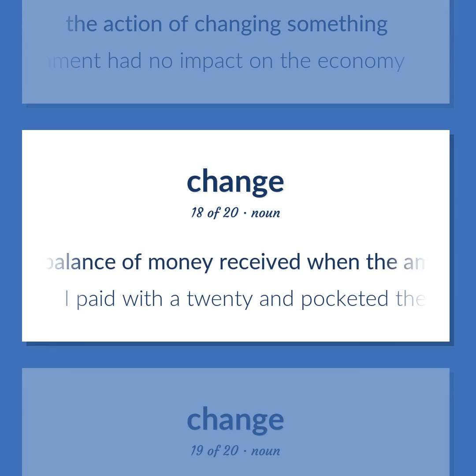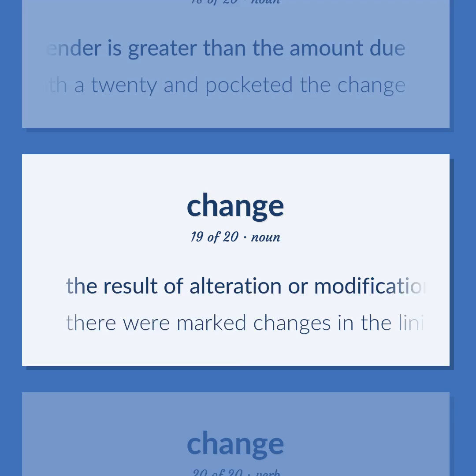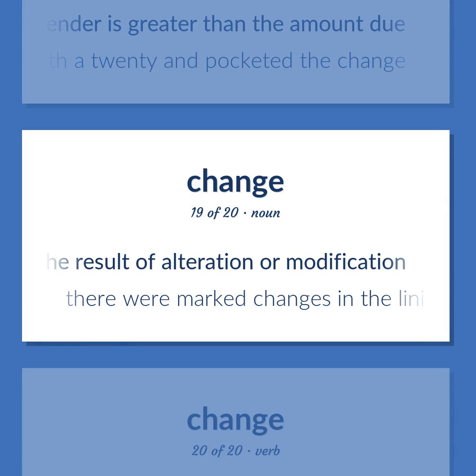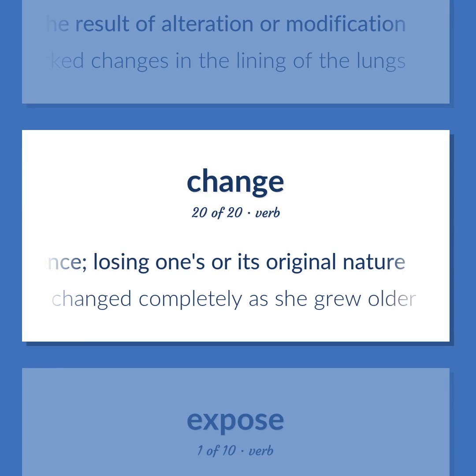The balance of money received when the amount you tender is greater than the amount due. I paid with a 20 and pocketed the change. The result of alteration or modification. There were marked changes in the lining of the lungs. Undergo a change. Become different in essence, losing one's or its original nature. She changed completely as she grew older.